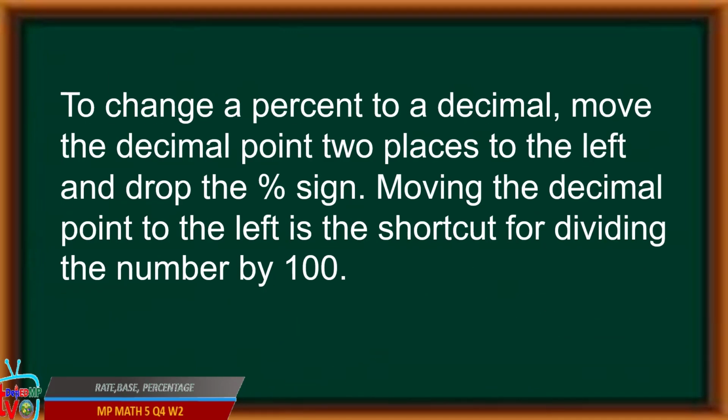To change a percent to a decimal, move the decimal point 2 places to the left and drop the percent sign. Moving the decimal point to the left is the shortcut for dividing the number by 100.